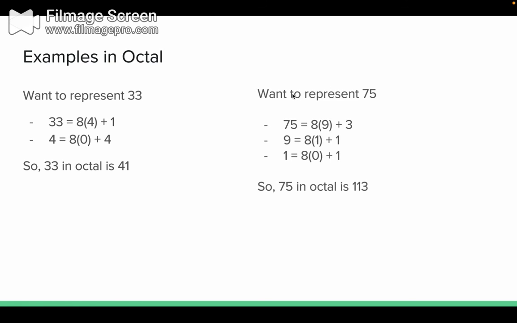And then we have examples in octal. Here we're representing 33. We have our remainders 1 and 4, which are written right to left, or 41. So 33 in octal is 41. Here we're representing 75. We have our remainders 3, 1, 1, written right to left would be 113. So 75 in octal is 113.